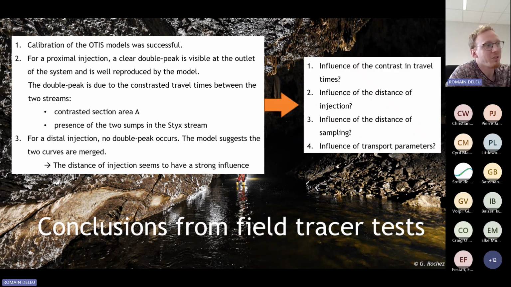So the question we have is, what about the influence of the contrast in travel time? Can we quantify this? What about the influence of the distance of injection? And what if the distance of sampling also has an importance? What if the distance at which we place our fluorometer at the outlet of the system is also important? And finally, what is the influence of the transport parameters, such as dispersion, for example?